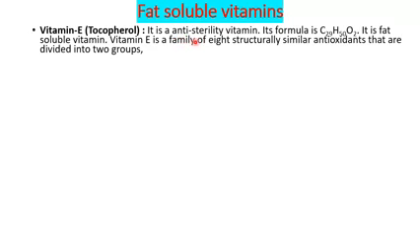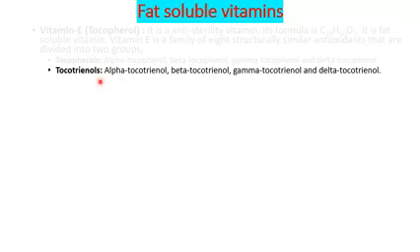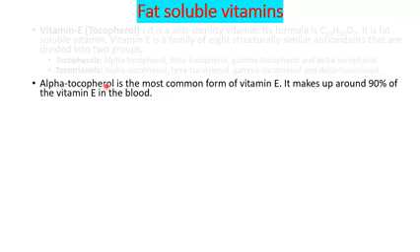tocopherol. So it is an anti-sterility vitamin. Formula C29H50O2. See, only carbon, hydrogen, and oxygen are present in this. It is a fat soluble vitamin. Vitamin E is a family of 8 structurally similar antioxidants that are divided into 2 groups. One is tocopherols: alpha tocopherol, beta tocopherol, gamma tocopherol, and delta tocopherol. And there are tocotrienols: alpha, beta, gamma, and delta. So alpha tocopherol is the most common form of vitamin E. It makes up around 90% of the vitamin E in the blood.